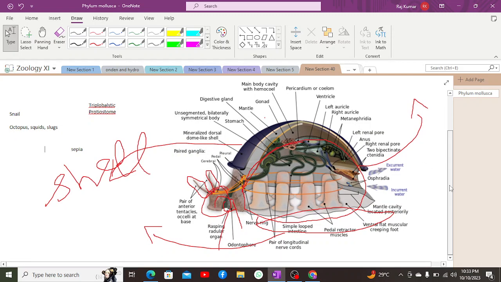Apart from that, their mode of reproduction is sexual. They do not have asexual reproduction, and they are mostly dioecious, while monoecious forms also exist. An example is Helix, and dioecious forms include Unio, and their fertilization is external.